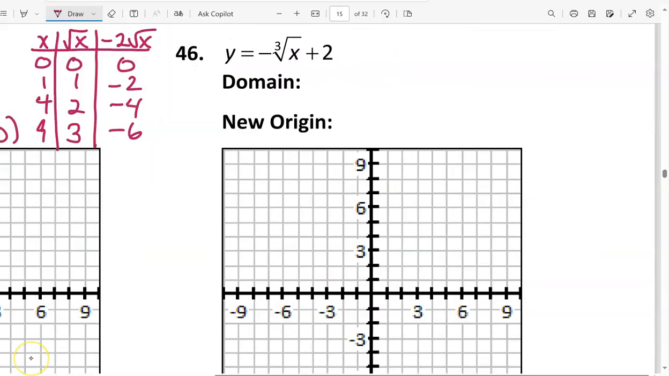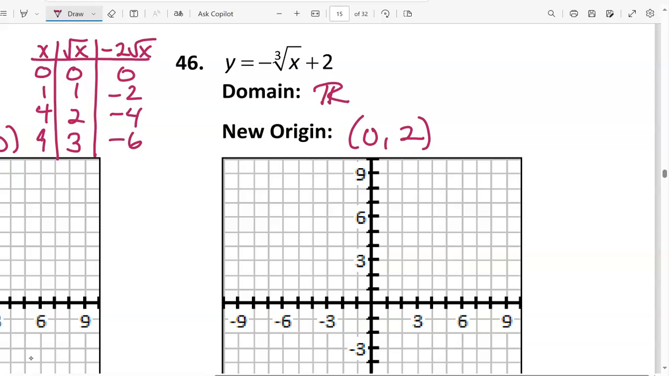In number 46, we have a cube root function. Domain's all real numbers. And our new origin is the point 0, 2. There's no addition or subtraction inside the radical, but there is a plus 2 outside. So from that new origin, we can graph using our x values for the cube root function, and then take their cube roots, and there's one operation left to account for, and that is times negative 1.